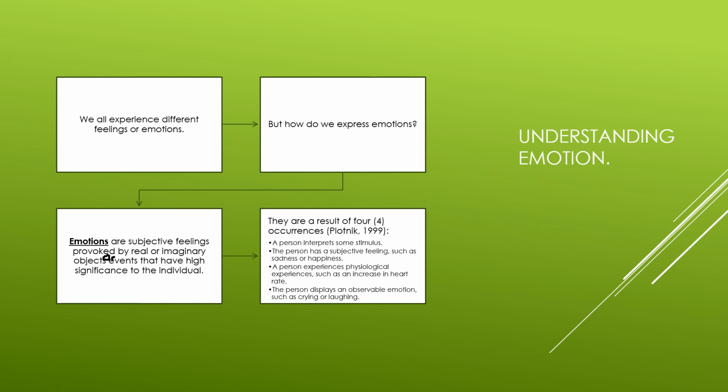They are a result of four occurrences. So this is kind of the order of how emotions occur. A person interprets some type of stimulus. The person then has a subjective feeling to that stimulus, such as sadness or happiness. The person will then experience physiological changes, such as an increase in heart rate if you're upset or scared or angry. And then the person displays an observable emotion such as crying or laughing, or maybe you clench your fist or grit your teeth if you're angry. So that's the process of how emotions occur.